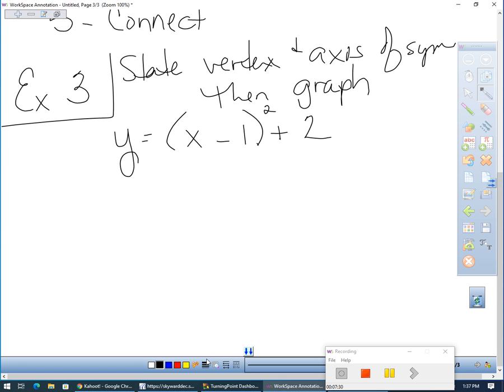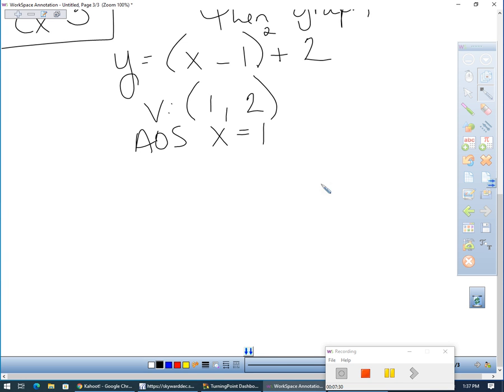So first thing I need to know is my vertex. Is that where? 1, 2. Very good. 1, 2. Nice job. My axis of symmetry is going to be at x equals 1. So let's start by graphing those couple things. I'm going to plot the point 1, 2. Next, I put a dashed line for the axis of symmetry at x equals 1. So I'm just going to put a dashed line right through the middle of this.